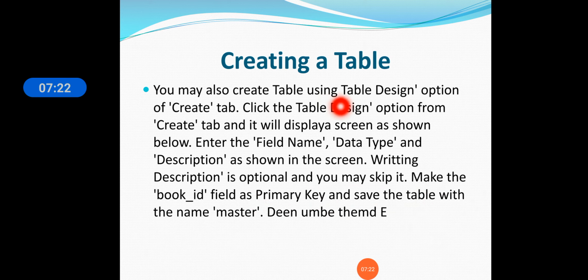Okay, so students, here you can see the field name, data type, and description in the screen. We have changed the data types and the field names in the table. The Book ID we are placing as the primary key, and it is shown in tabular format, and then we save the table with the name Master.